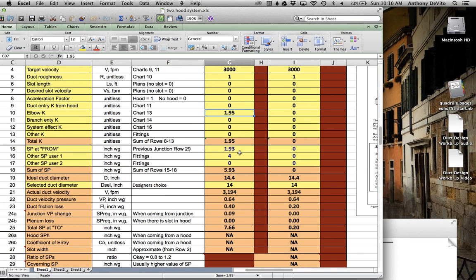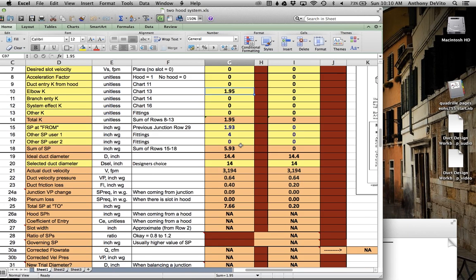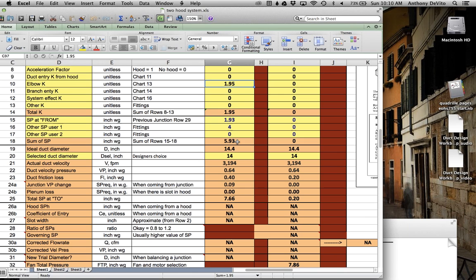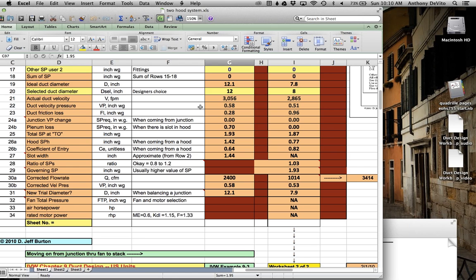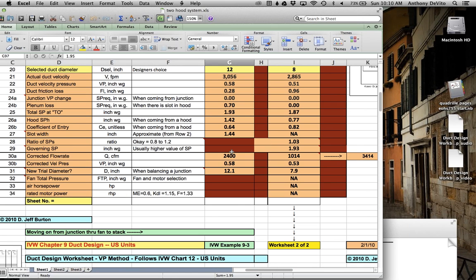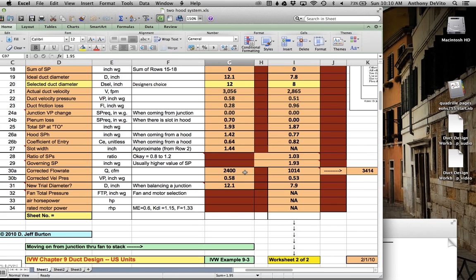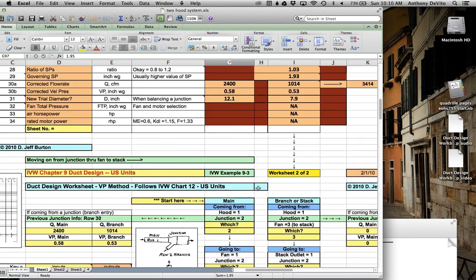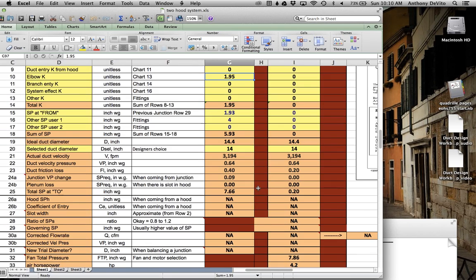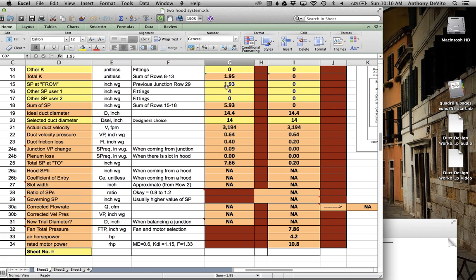So I'm going to continue here, 1.95. What other factors do I have here? Well, in this section, I just have the elbows and the length of ductwork, which I already accounted for. So now that adds up to 1.95, and the static pressure from. The static pressure from is our starting point, which is point C, which we get from our previous calculation, 1.93. What was our governing static pressure again? It was 1.93, right? The higher of the two static pressures at that junction. So we put in 1.93 there.